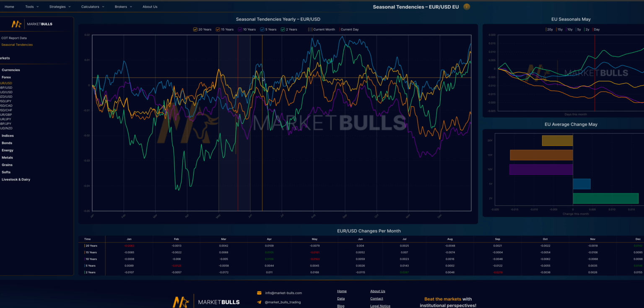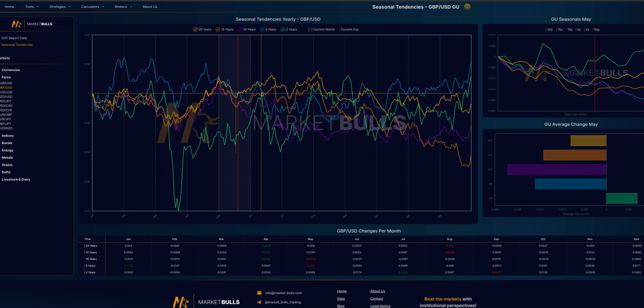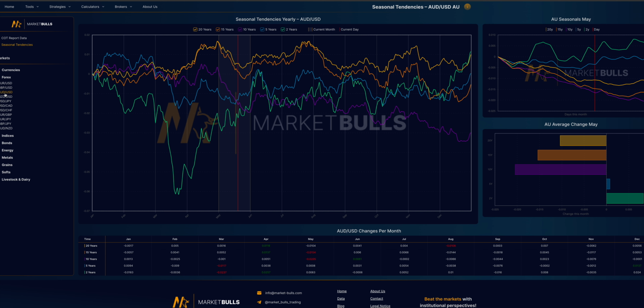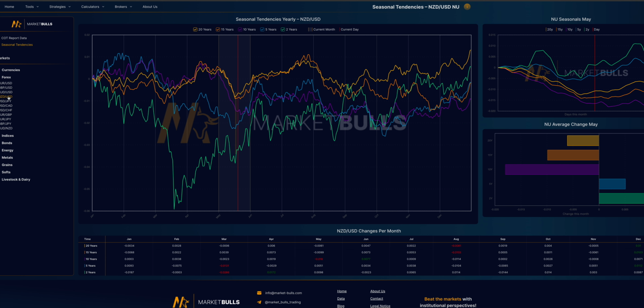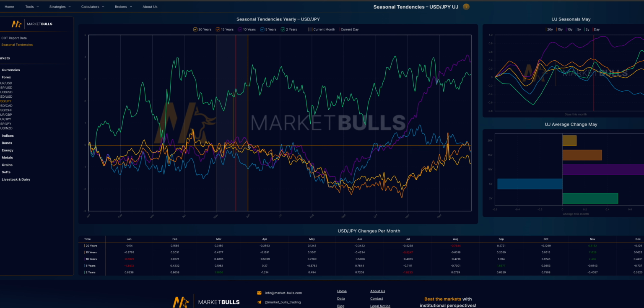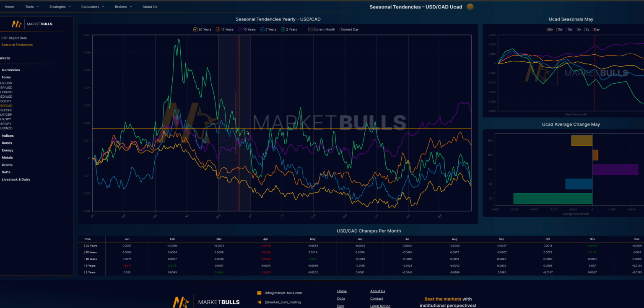you can see that it is very, very messy, but most likely it looks like it's bullish in April. So we could expect the first to second week of April to be bullish, according to this chart for EU. For GU, it looks like, I would say, just the first week. AU, the first week. And ZD, probably the first 2 to 3 weeks. USD JPY, looks like we could expect some sort of retracement. And USD CAD is a good short for us to do in April.